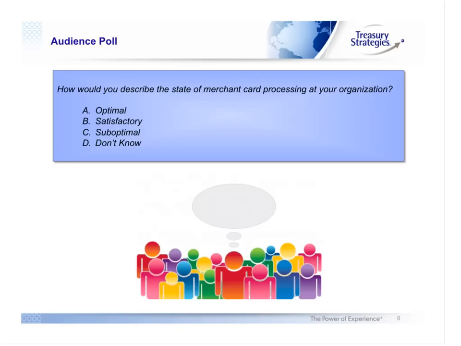Okay, we'll bring up the results now from the polling questions regarding how you view the state of merchant card processing within your organization. Okay, so as we look at this, we can see that 5% feel that they've optimized their structure, 22% of respondents are satisfied, 17% are not satisfied, and some 11% don't know. And I assume the ones who don't know, it's largely a result of complexity of systems.